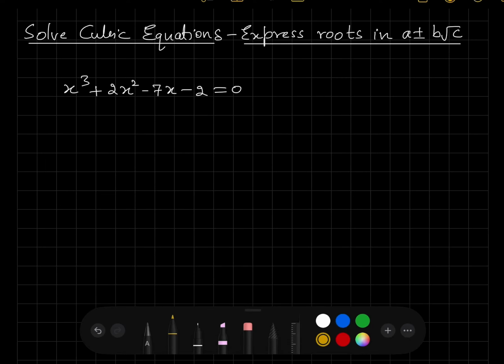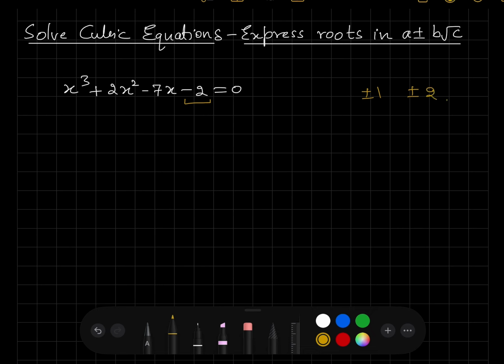Hello, let us learn how to solve cubic equations in this video. So here I have written one cubic expression, how to solve it. We will start from this constant term, negative 2. We have to write the factors of negative 2. Factors of negative 2 are plus minus 1 and plus minus 2.